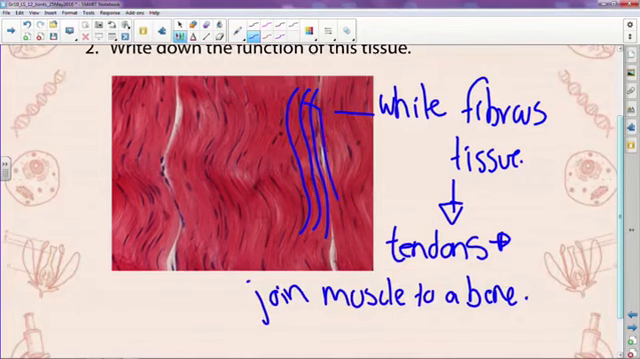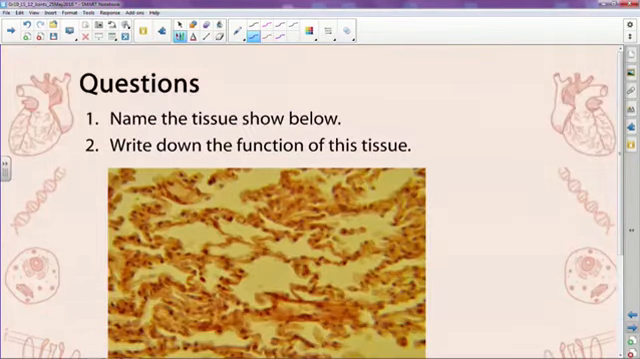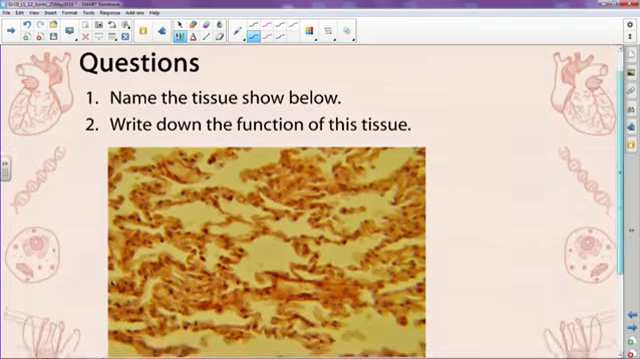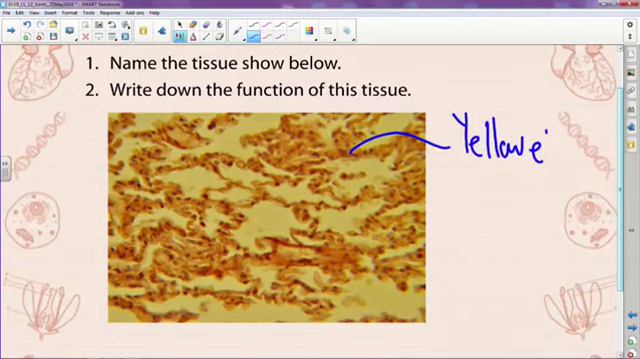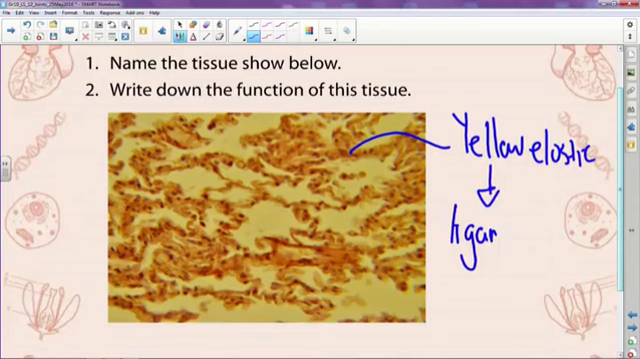Now you can see lots of fibers. What are we looking for here? We're looking for strength. Okay, they go in the same direction and the fibers are very, very tight. The next one, the color might have given it away a bit. I'm hoping that it did. But what you would notice is, other than the color, we would see the fibers are not very definite. Okay, they look a little bit tangly, and that would be your yellow elastic connective tissue. And we're going to find those in our ligaments.